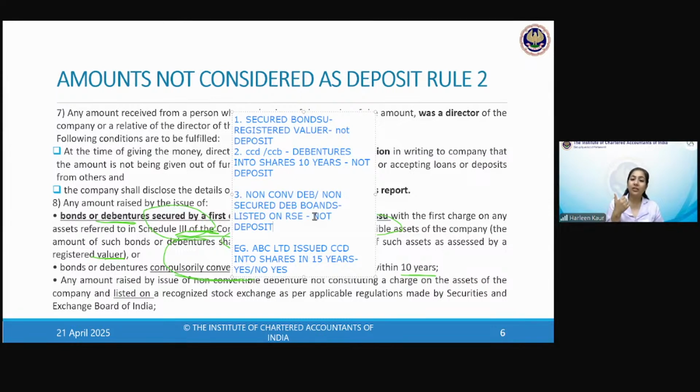So secured bonds and debentures, with the registered valuer doing the valuation, is not a deposit. If you are issuing convertible bonds and debentures within 10 years, it is not a deposit. If you are issuing non-convertible, non-secured debentures, but they are listed on the recognized stock exchange as per SEBI guidelines, then again, it is not a deposit. Is everyone clear on the provisions that we have just read?